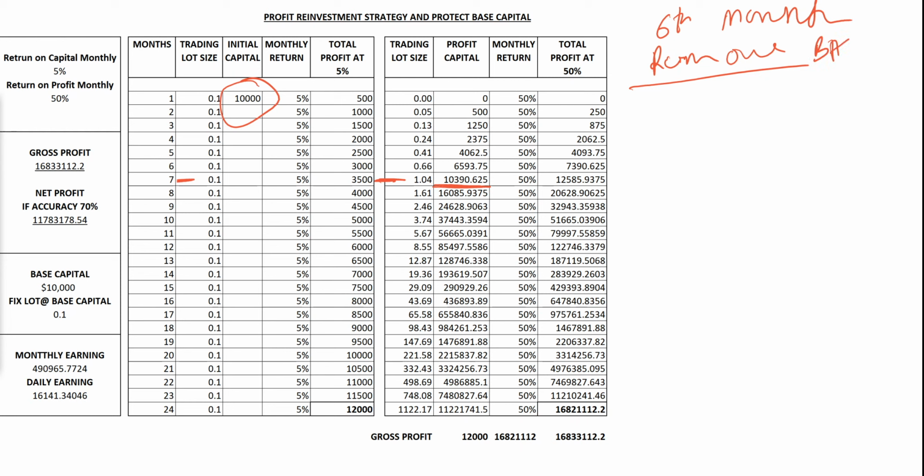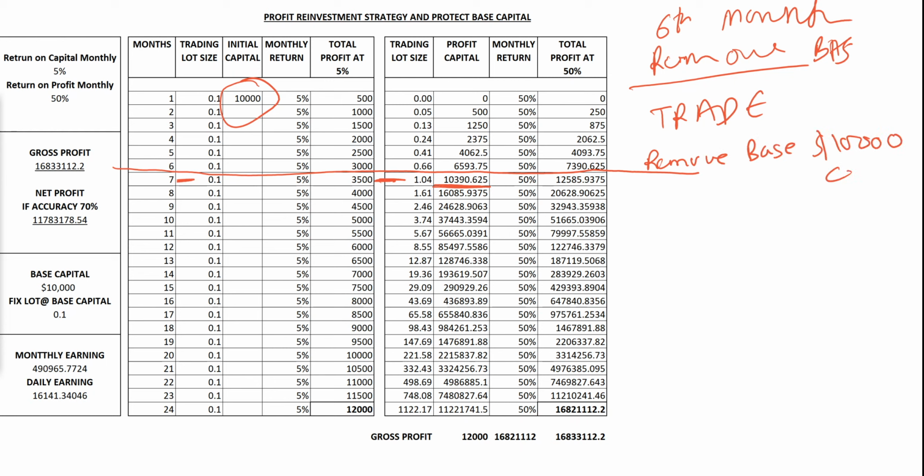Now what will happen in the scenario at around 6 months, at the end of the 7th month, as you can see, your profit is already $10,000. So you can see at the 6th month you can remove your base capital, whatever you invested. We have kept it here, but from your profit, if you want to remove it, you can do it. Now you enjoy trading from your profit.